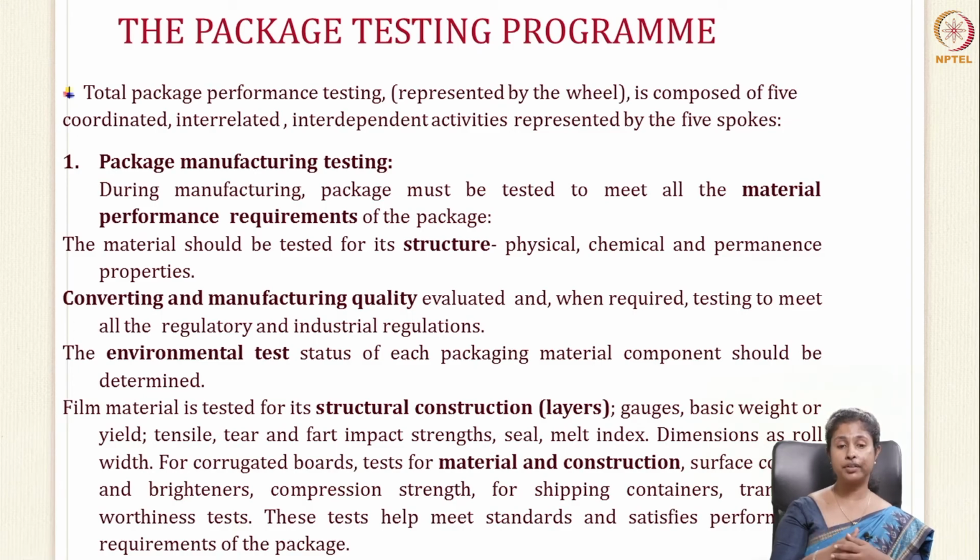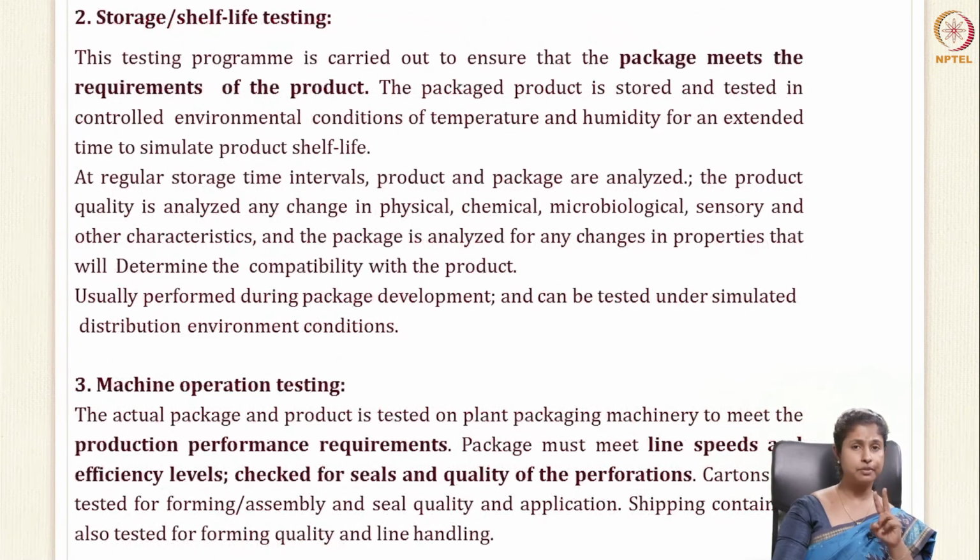Now if it is corrugated boards, you will test for materials and construction. Surface coating, how is it? The compression strength. Now all these will come under the material or the product manufacturing testing. The other spoke, the second spoke, is your product itself, where we will look for storage or shelf life testing. This is for the product itself.